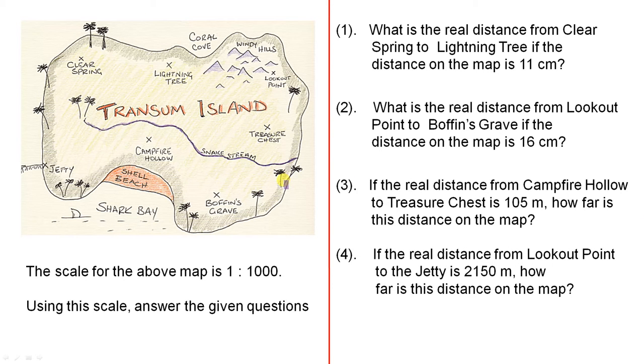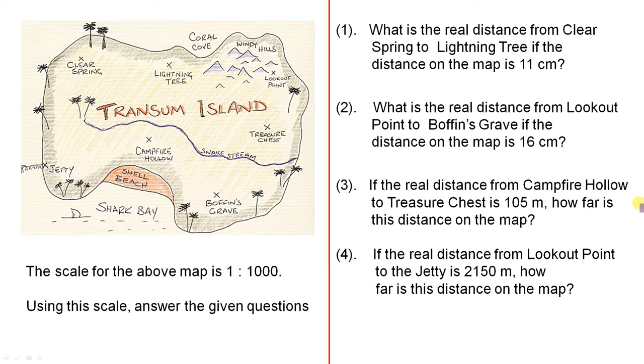The next map. The scale for the above map is 1:1000. Using this scale, answer the given questions. Number 1. What is the real distance from Clear Spring to Lightning Tree if the distance on the map is 11 centimetres? Number 2. What is the real distance from Lookout Point to Boffin's Grave if the distance on the map is 16 centimetres?